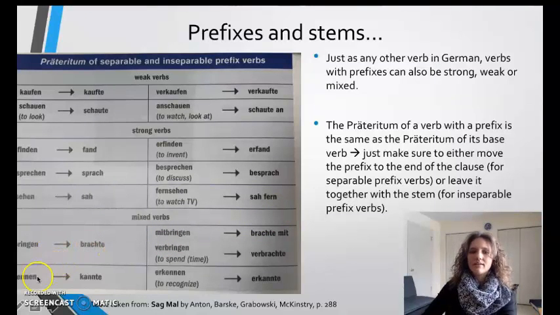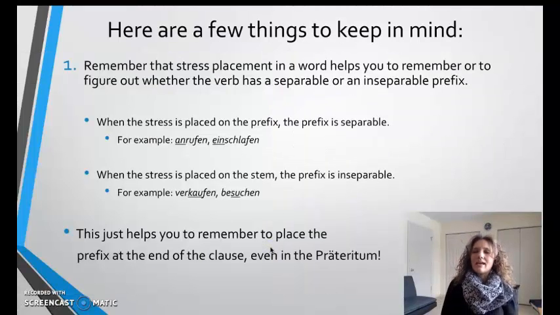Bringen to brachte, kennen to kannte, mitbringen then becomes brachte mit, verbringen, verbrachte. Okay, here you separated the prefix, here you didn't, but importantly, you just changed the stem. I think once you understand the system, it's really the easiest thing. Okay, there's two things I want you to keep in mind.